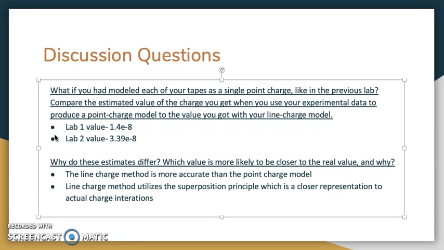The next question is, why do these estimates differ? Which value is more likely to be closer to the real value, and why? The line charge method is going to be more accurate than the point charge model, and they differ simply because the line charge method is a lot more accurate than the point charge model. The line charge method utilizes the superposition principle, which is a much better representation of how actual charges interact.